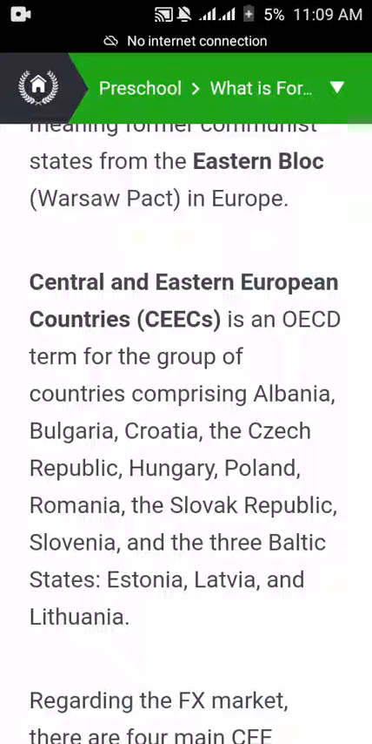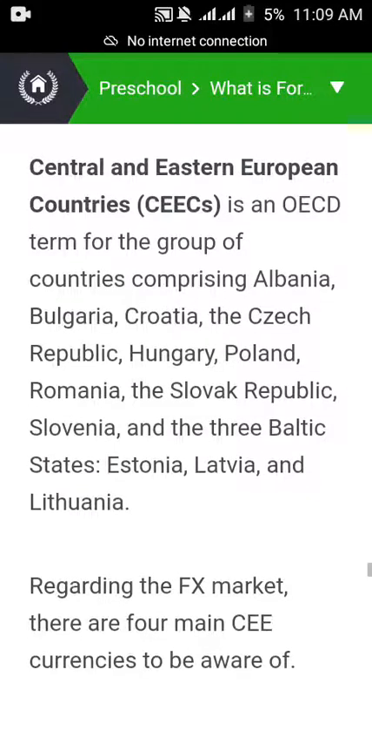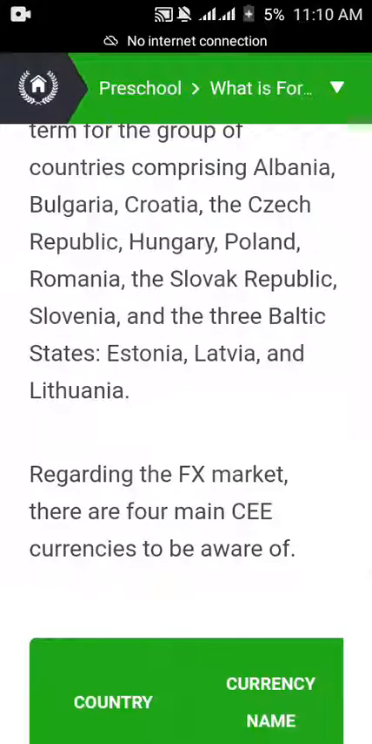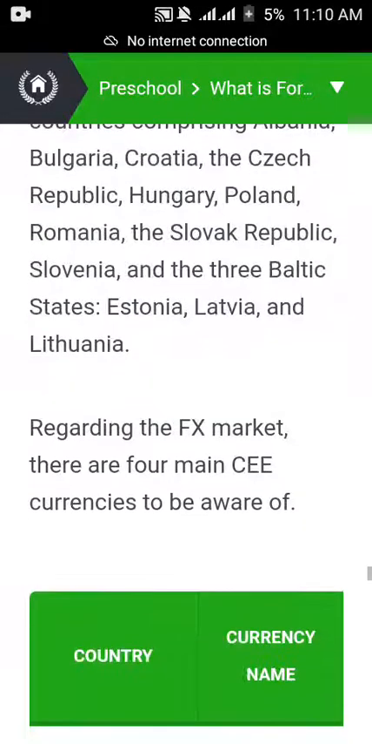CEE is an OECD term for the group of countries comprising Albania, Bulgaria, Croatia, the Czech Republic, Hungary, Poland, Romania, the Slovak Republic, Slovenia, and the three Baltic states, Estonia, Latvia, and Lithuania. These are the three Baltic states.